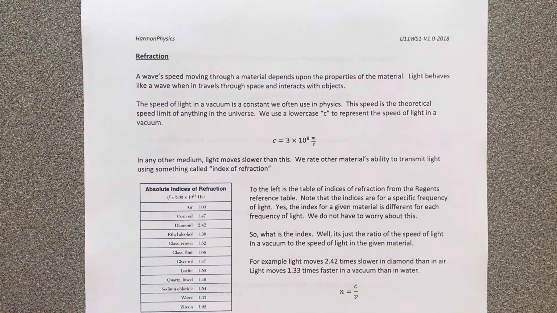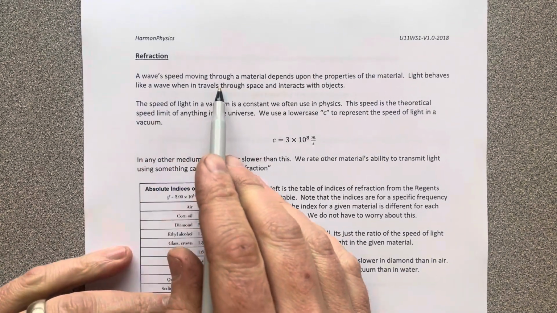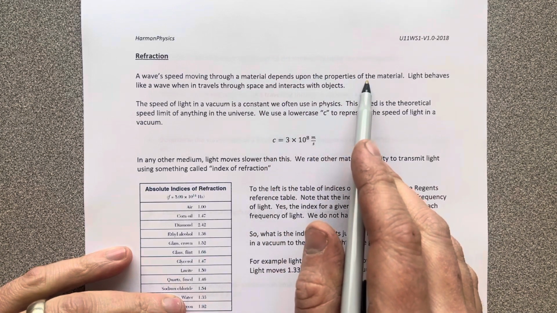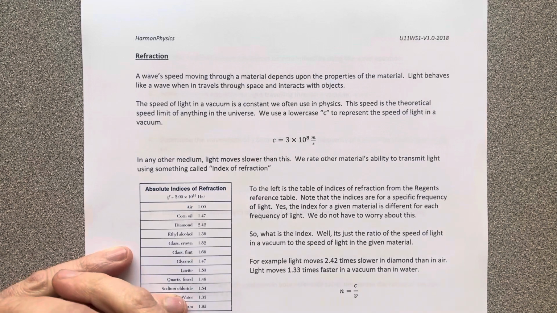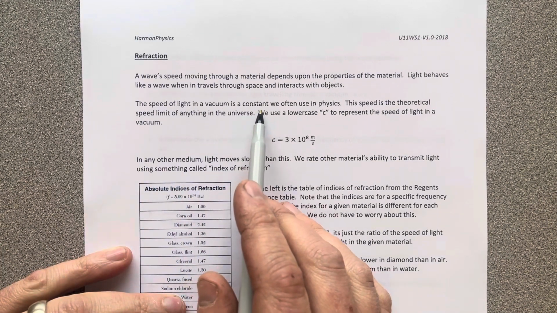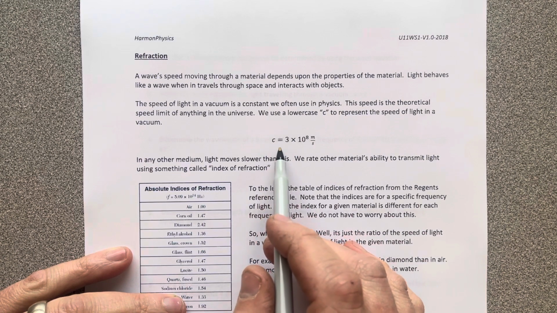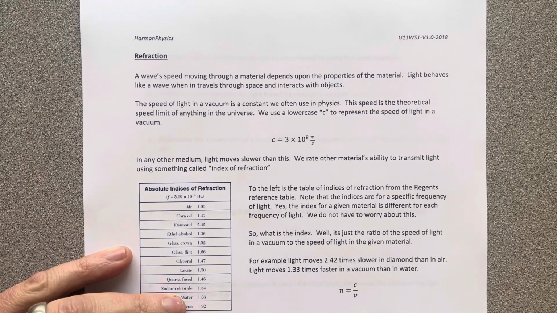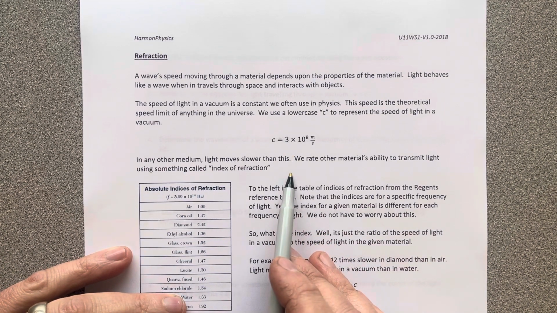So refraction starts with first dealing with the speed of light. So wave speed moving through material depends upon the properties of the material. Light behaves like a wave when it travels through space and interacts with objects. Speed of light in a vacuum is a constant we often use in physics. There it is. C is the constant, 3 times 10 to the 8th meters per second. Now, in any other medium other than air in a vacuum, light will slow down.